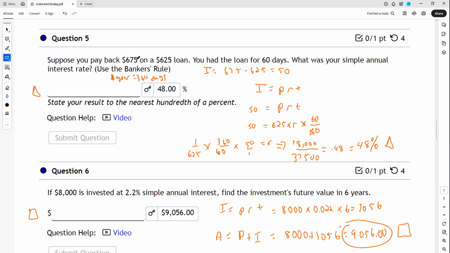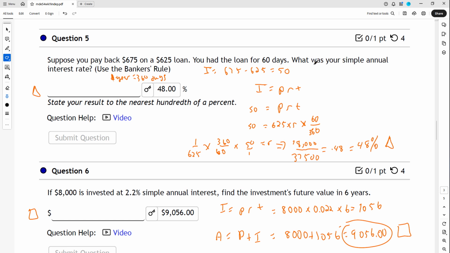Suppose you pay back $675 on a $625 loan. You had the loan for 60 days. What was your simple interest rate? Okay. So the amount of interest is going to be the difference between the two, the starting and the ending. So $675 minus $625, $50. That's the amount of interest there.